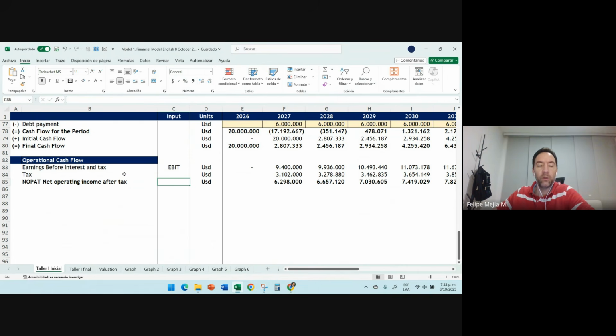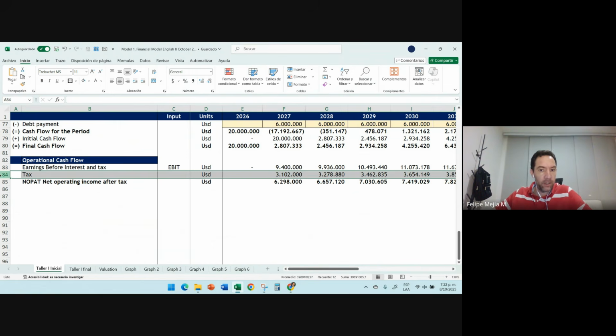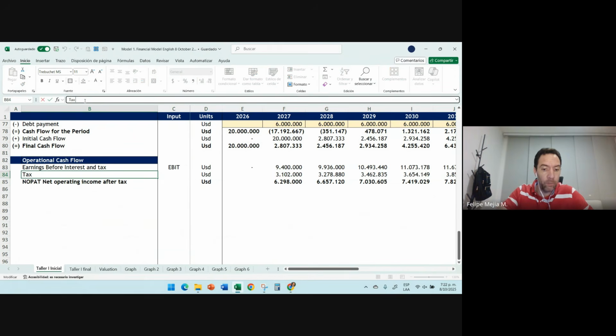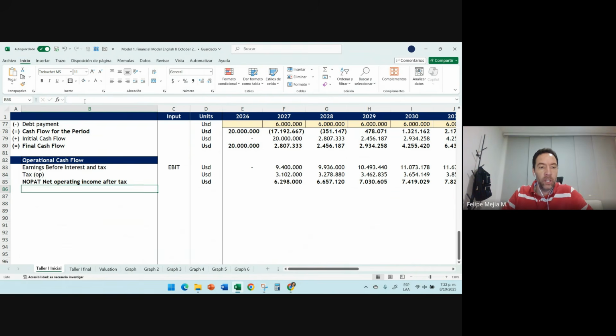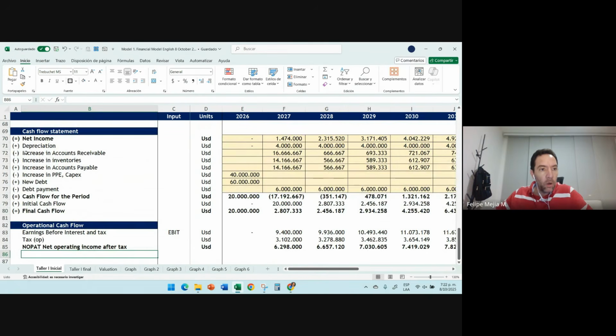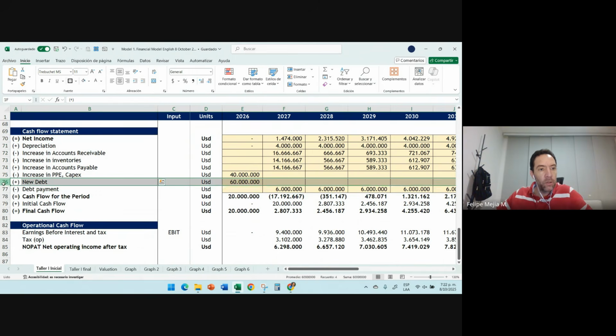That's something that we're going to be talking about later. So we have here tax, operational. We need to add here the word operational, just so it doesn't get mixed with the tax that we have up there in the income statement. And we need to add all these other operating components that we have here. We exclude both these items, new debt and debt payment, because they're financial.